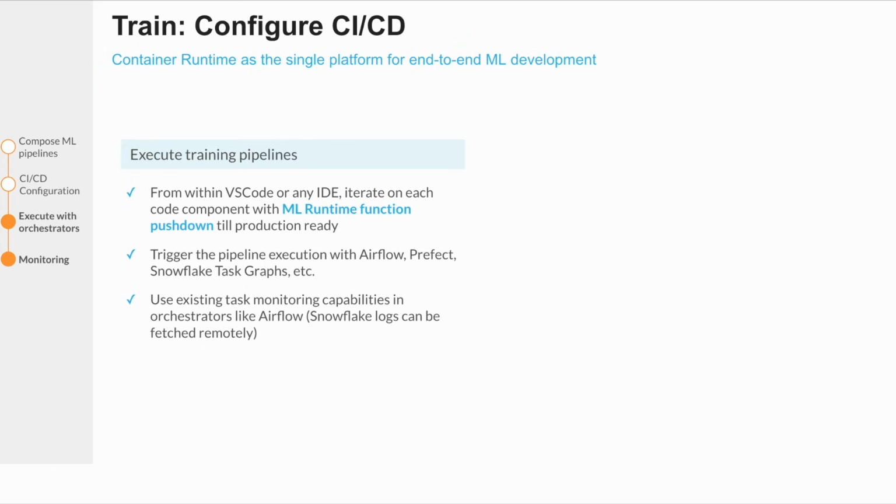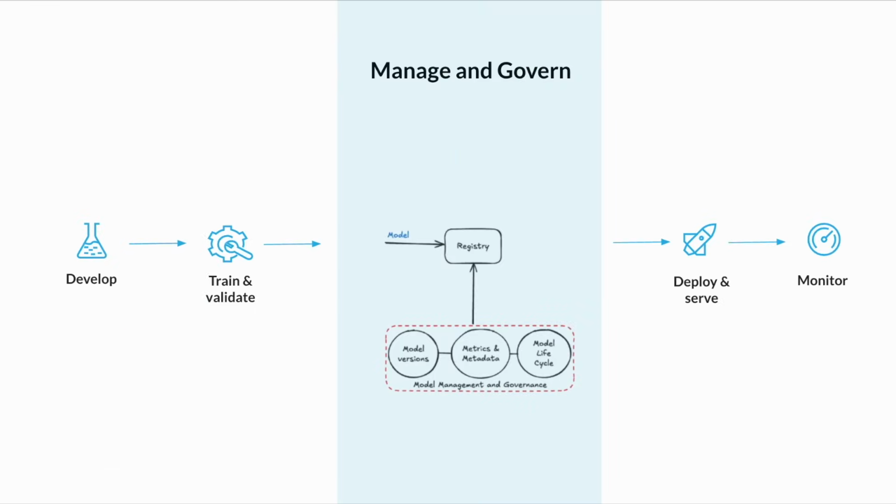You can trigger the pipeline execution using orchestration tools such as Airflow, Prefect, or Snowflake task graphs. You can also use existing task monitoring capabilities in orchestrators like Airflow with the ability to fetch Snowflake logs remotely for tracking. Our next portion of the ML workflow is management and governance.